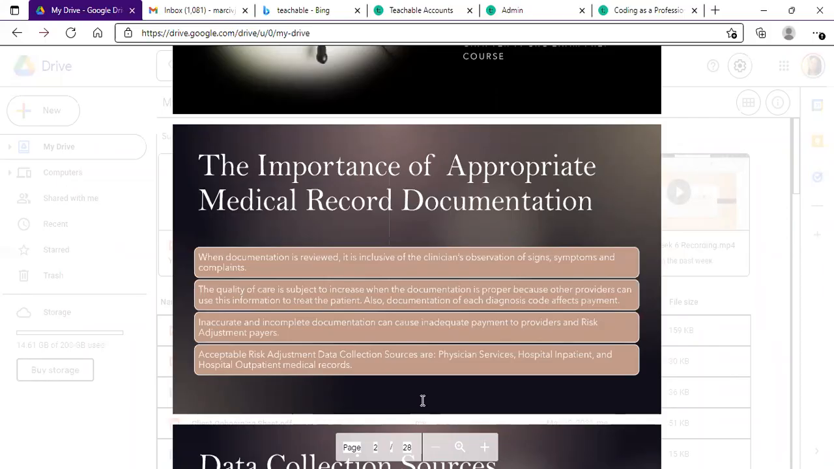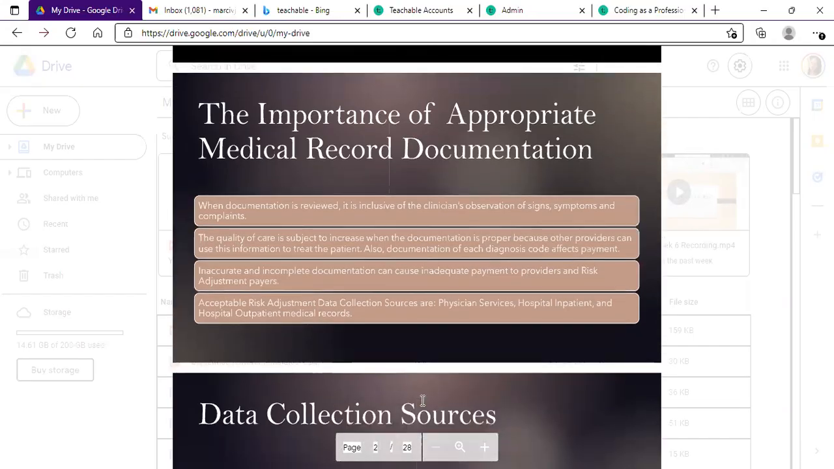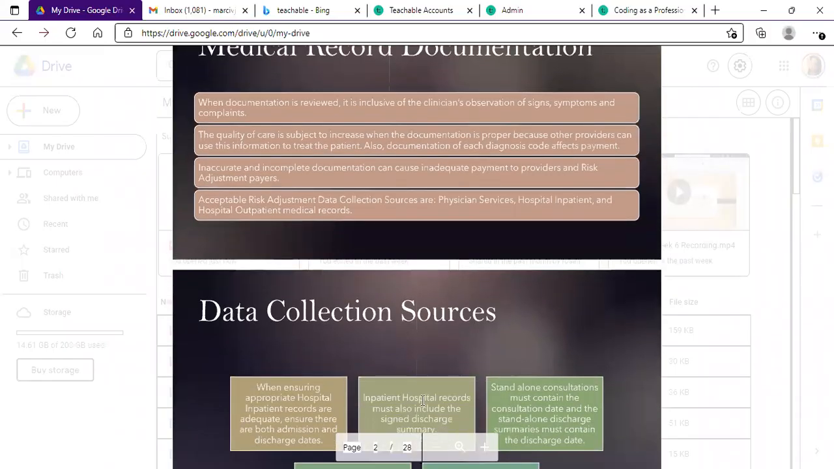And these acceptable sources are physician services, outpatient or inpatient, of course, hospital inpatient and hospital outpatient medical records. So when you get to coding risk adjustment for whatever company you're working for, then you're going to see medical records from physician services, hospital inpatient and hospital outpatient. You're not going to see any from standalone dialysis centers, or home health medical record notes. You're not going to see those.